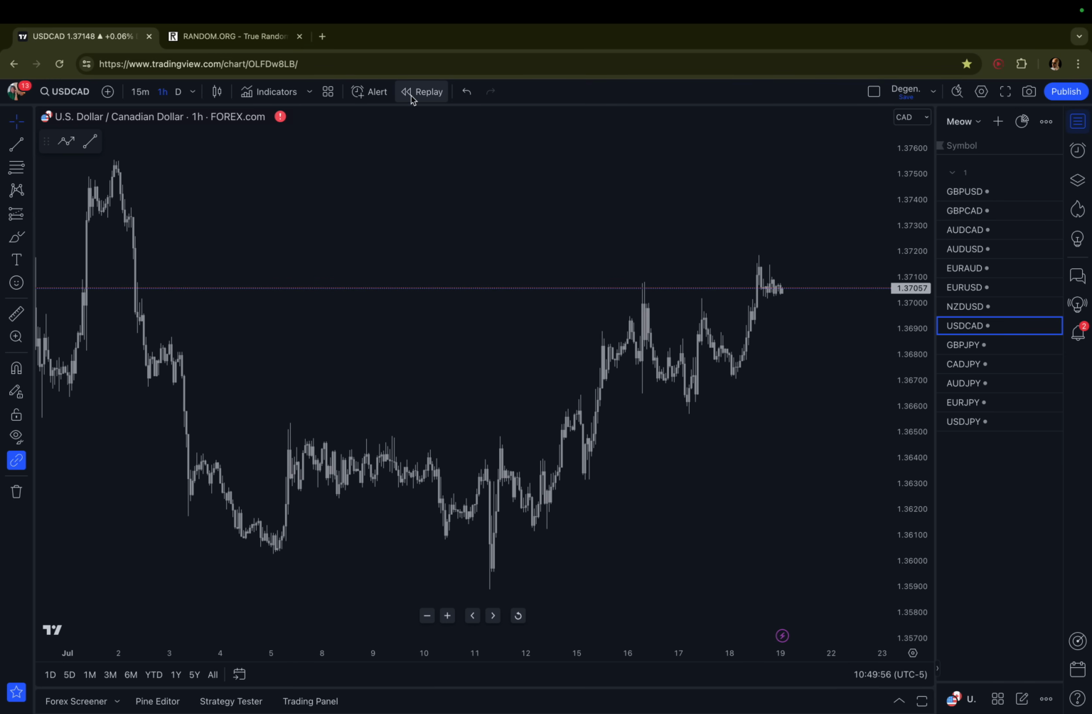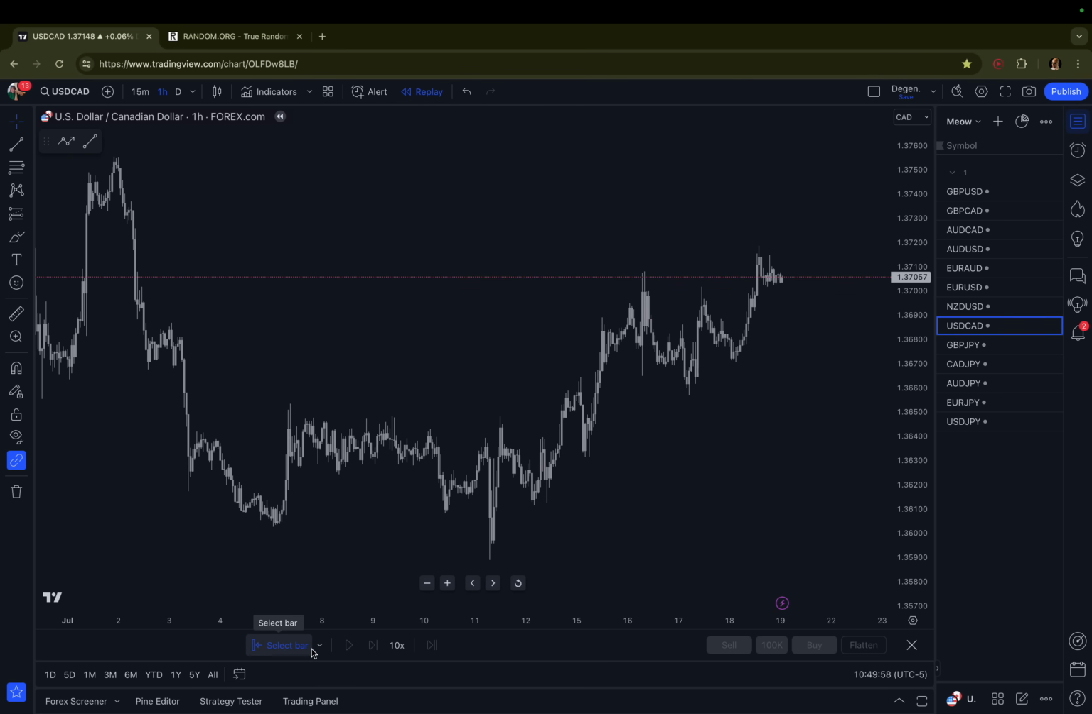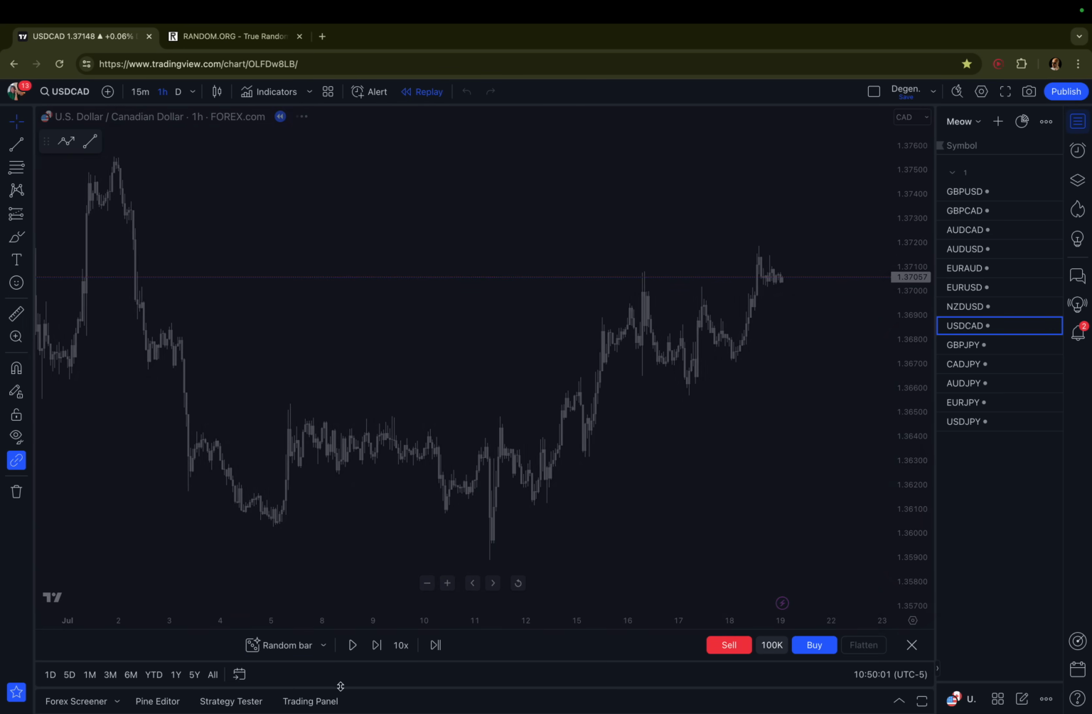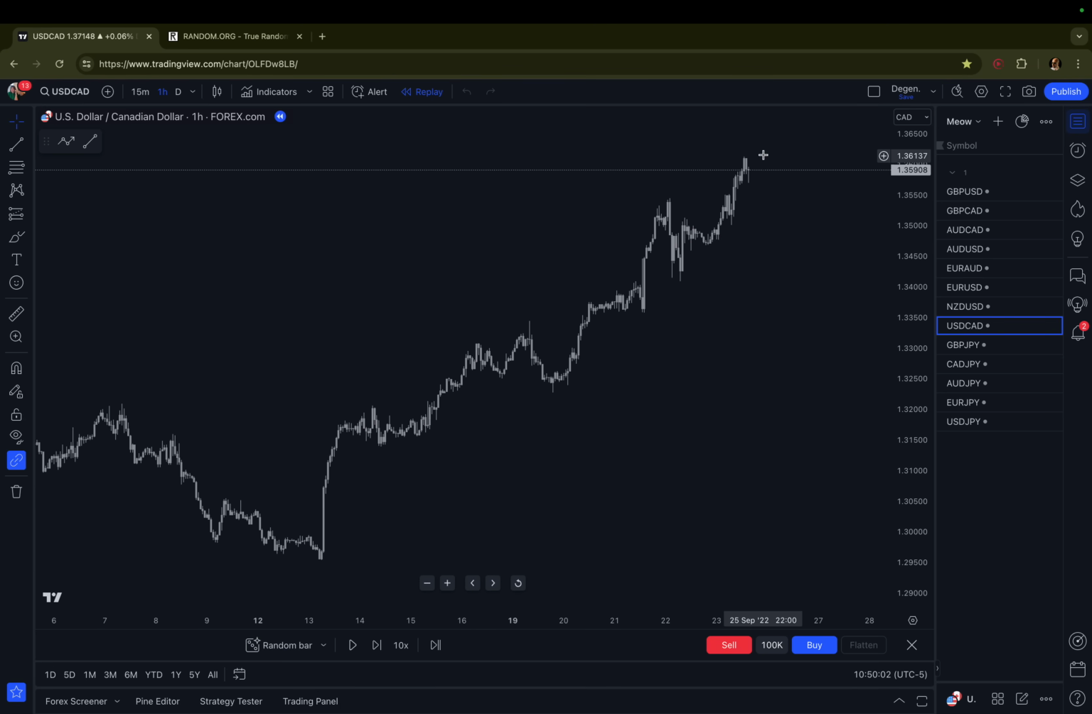Then we're going to go here to the replay mode on TradingView. And we're going to click this thing where they say random bar. And it takes us back in time somewhere random. So this is September of 2022. Now what we're going to be doing is we're going to simulate having a $1,000 account, and we're just going to be using 0.01 lot sizes for everything.